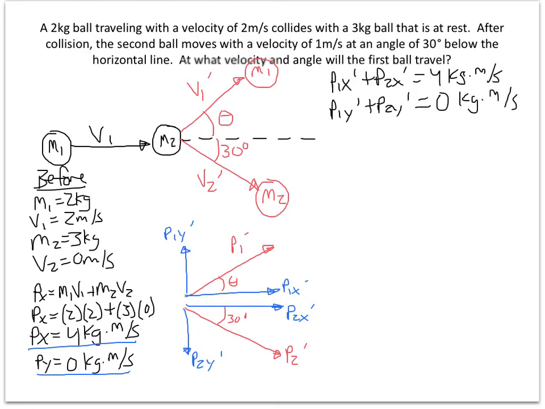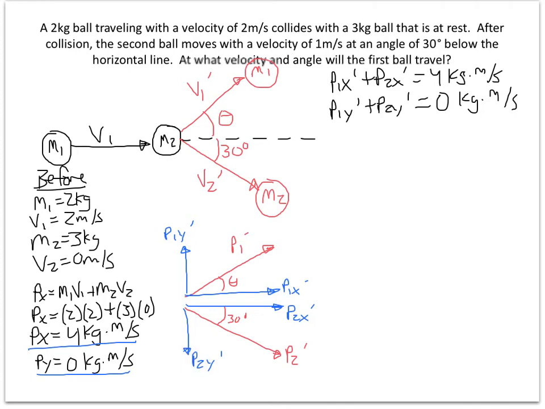So let's take a look at what those relationships are. For the components, we know that the total x momentum beforehand is 4 kilogram meters per second, which means the total x after has to be that as well, which means the x components of both of these have to add together afterwards to equal 4 kilogram meters per second. We also know that there was no y momentum before, which means the net y momentum after has to be 0, which means these two y components have to add together to equal 0 kilogram meters per second, which also means that they'll have to be equal and opposite.